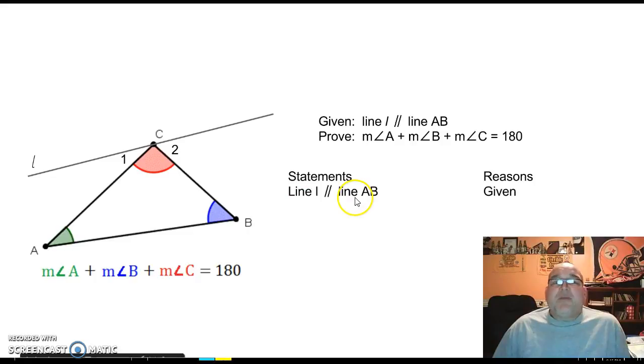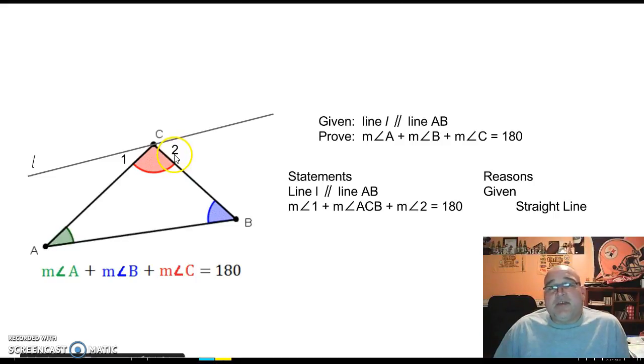Of course, remember you always begin a proof with the given information, and our given is that line L is parallel to line AB. Notice that line L is 180 degrees, so therefore the measure of 1 plus the measure of angle ACB plus the measure of angle 2 equals 180 degrees. That's the angle addition postulate also. These three angles form the straight angle, which is a straight line, which is 180.